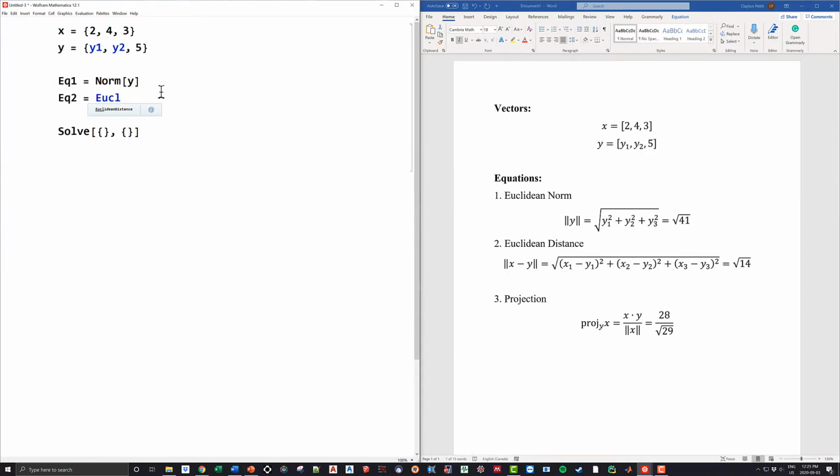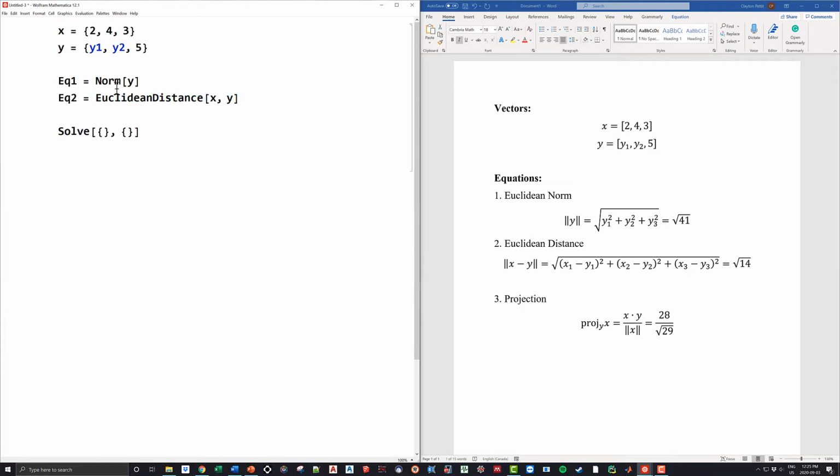So I'm going to have to type in Euclidean distance. Luckily for us, Mathematica says, oh, I think you're trying to say this, so I can click on it. It gives us our new function. Within the Euclidean distance, we have to define the two vectors we're trying to determine the Euclidean distance of. So in this case, we have x, and we have y. So I just go x comma y.